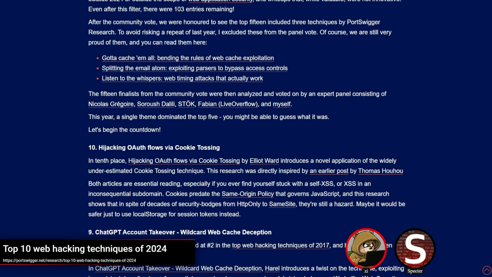But yeah, I'll just run through the top 10 here. We've got hijacking OAuth flaws via cookie tossing. Cookie tossing is just that idea where a subdomain can set cookies on the parent domain. And so if you have attacker-controlled content on the child domain, like an XSS there or something, you might be able to get a cookie set, which can then take advantage of being set on the parent domain.